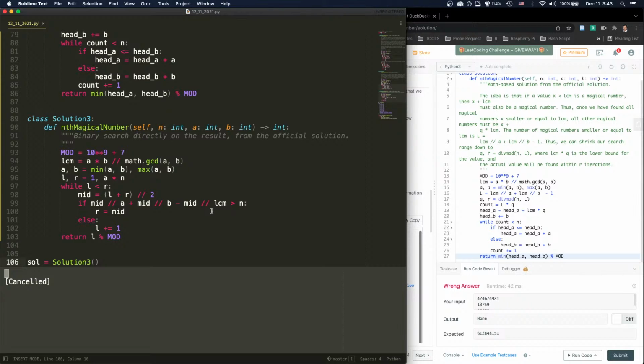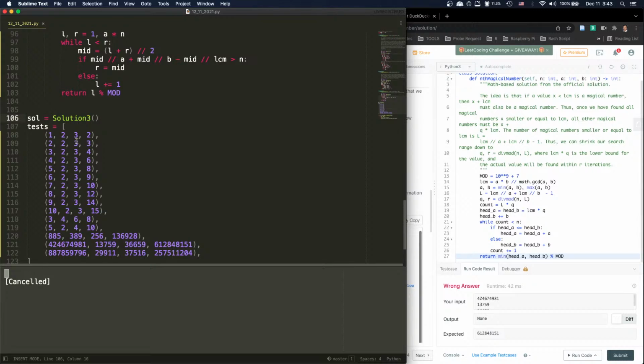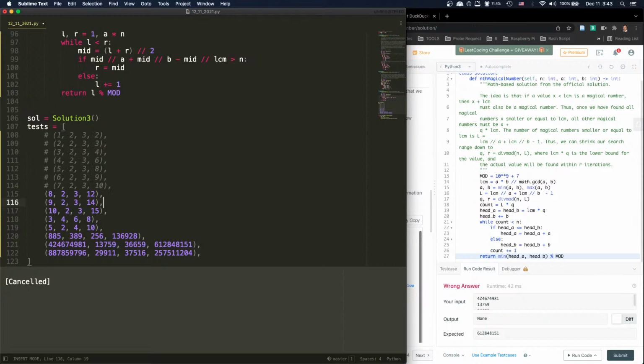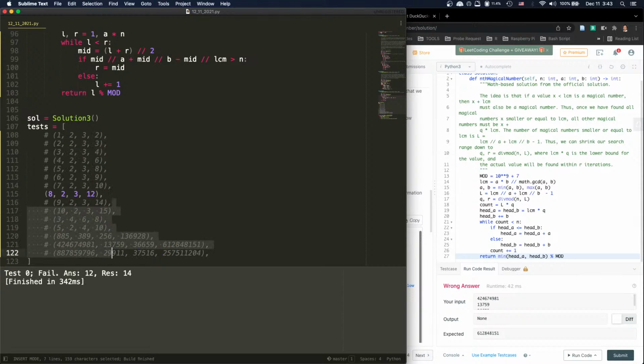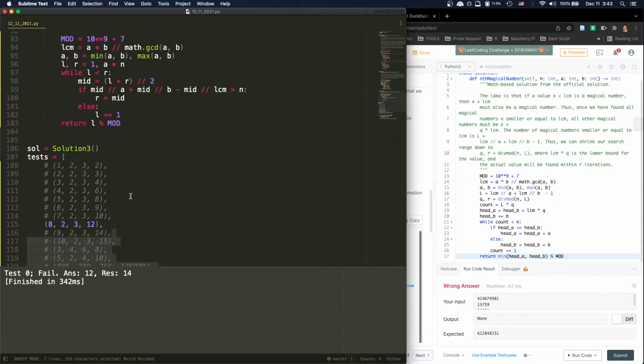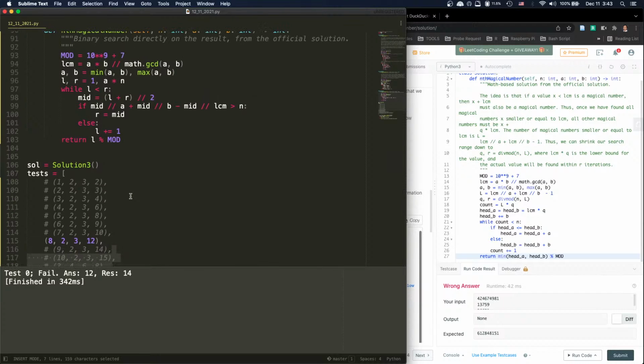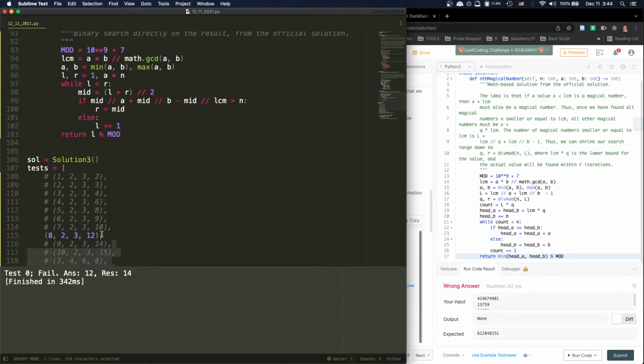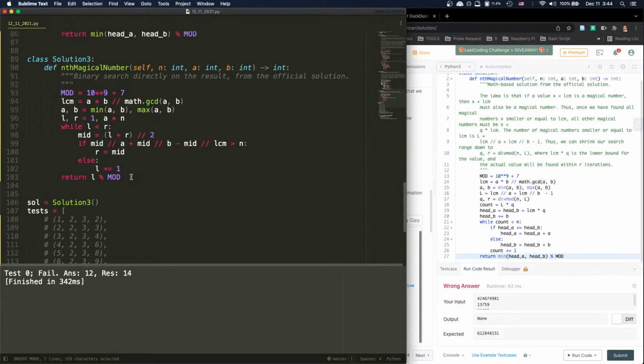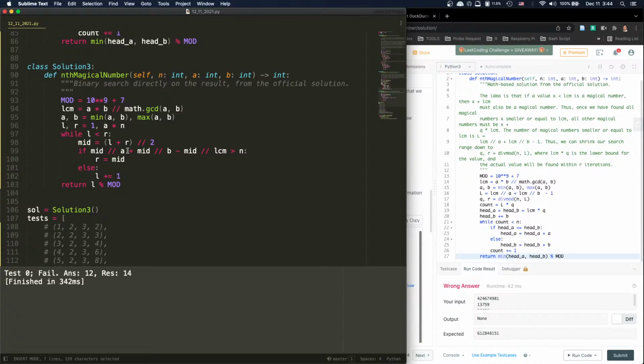If it's too big, the right needs to be smaller. Which one failed? Well, let's check this. That's bad. This should be right.